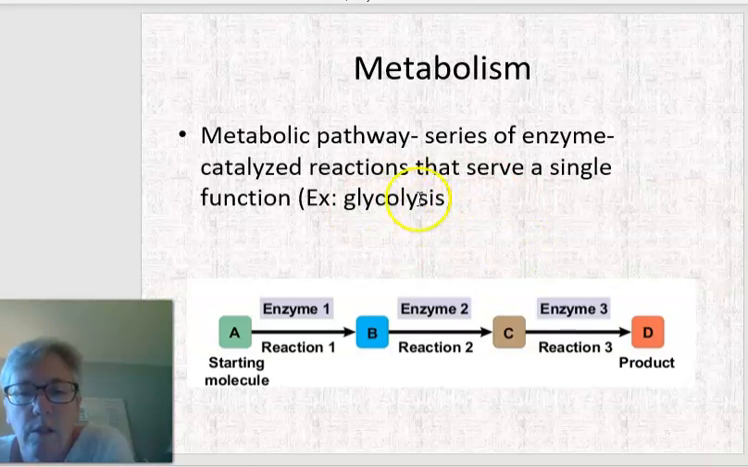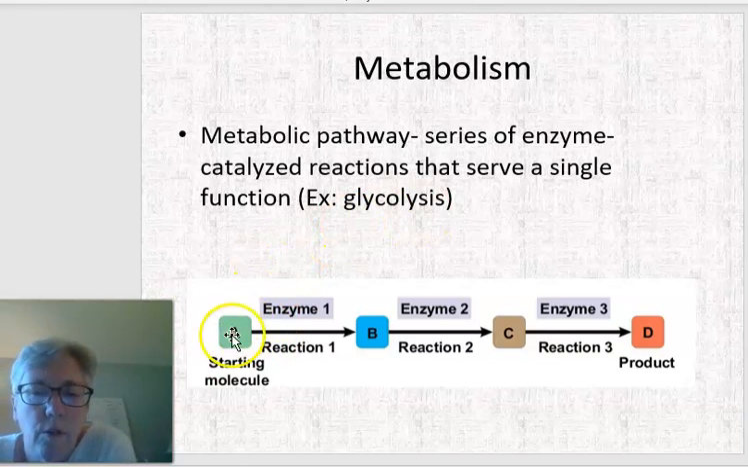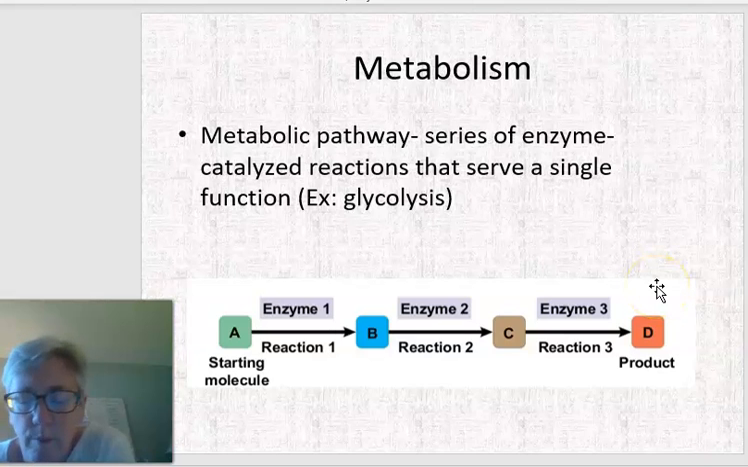Glycolysis is an example of a pathway that will break down glucose. Again, we'll go into detail on that later, but that's an example of a pathway that requires enzymes that convert glucose into some end products. So that's what we mean when we talk about a metabolic pathway.